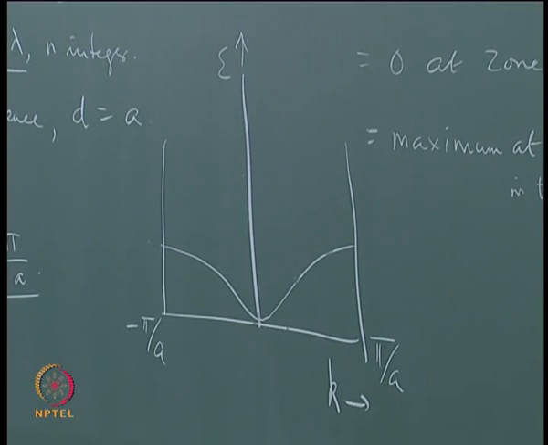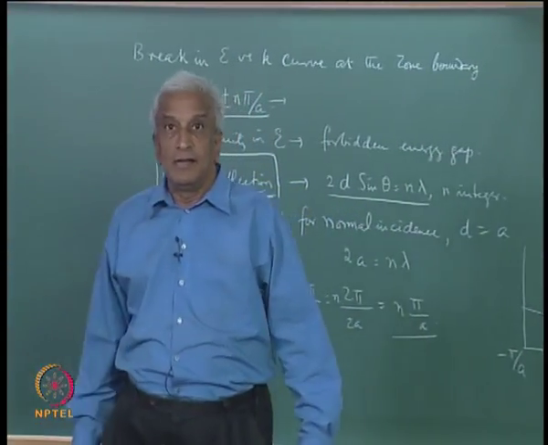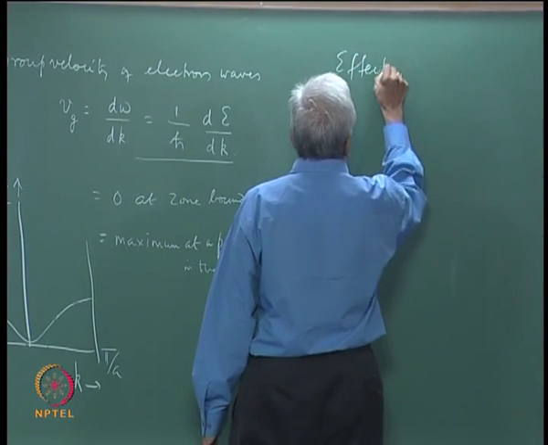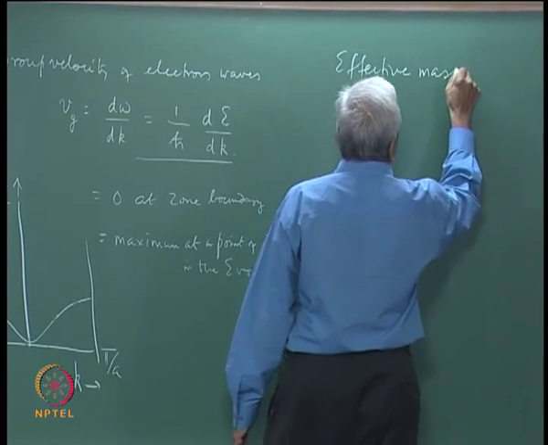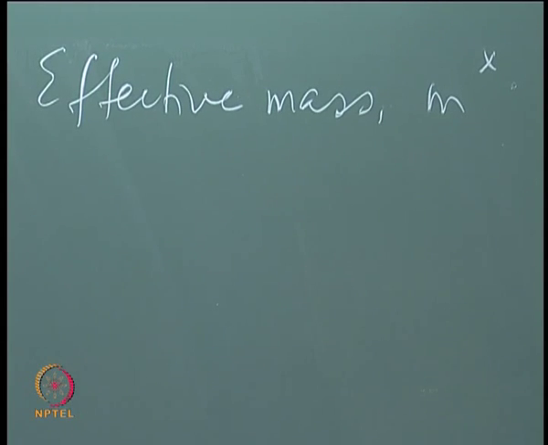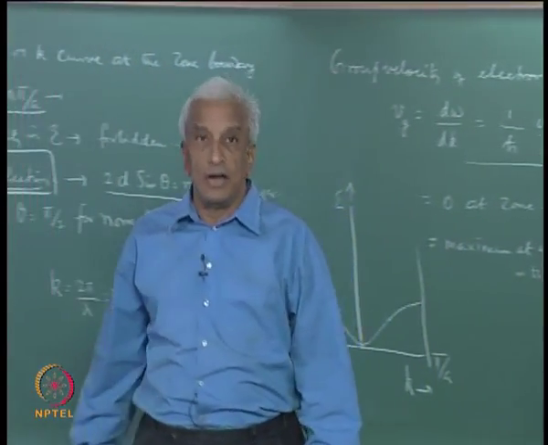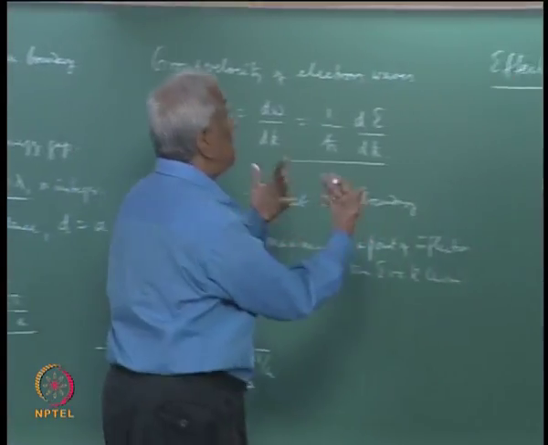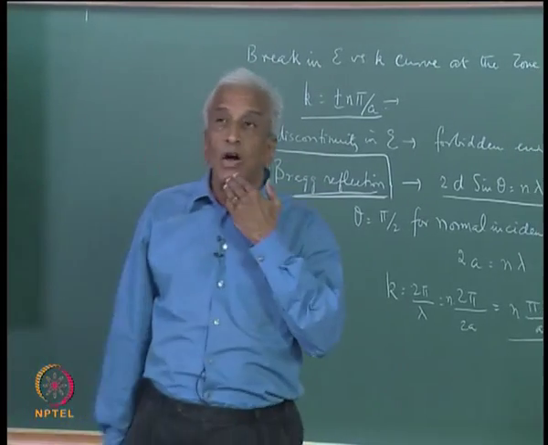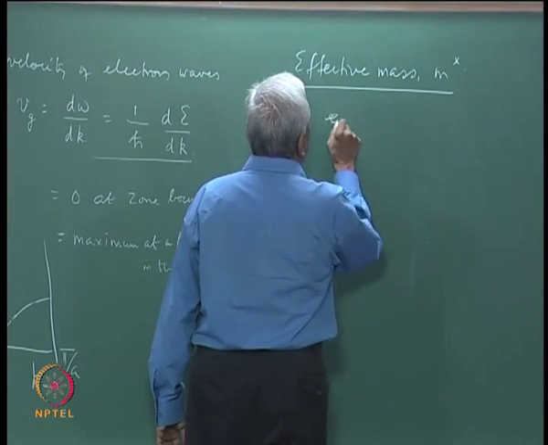So, this phenomenon of the curvature of the E versus K curve can be understood by introducing the concept of what is known as effective mass, usually denoted as m star. So, we will assign an effective mass to the electron, which reflects the influence of the periodic potential on the motion of the electron. In order to understand the concept of an effective mass, let us consider an external field, electric field.